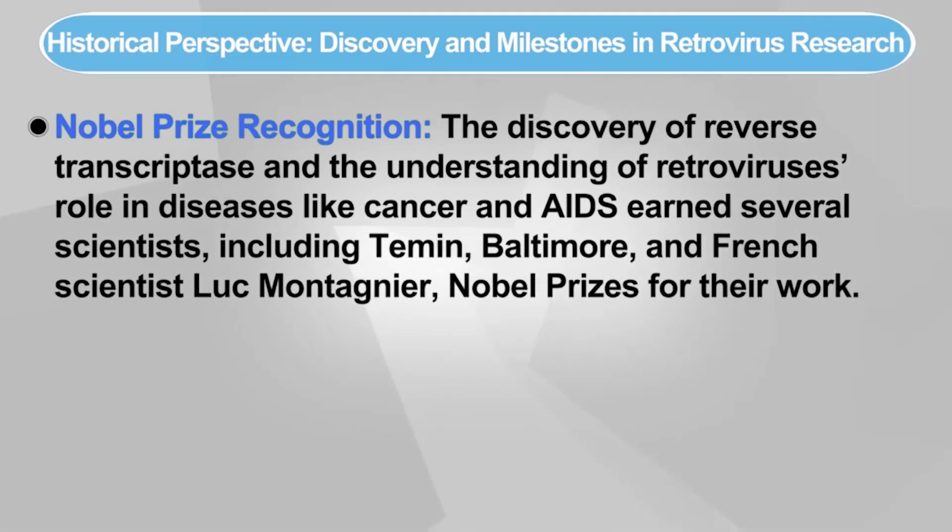Now, this was also awarded Nobel Prize recognition. The discovery of reverse transcriptase and the understanding of retroviruses and their role in diseases like cancer and AIDS has earned recognition for several scientists, including Temin, Baltimore and French scientist Luc Montagnier. The Nobel Prize was shared amongst them. Now, let us proceed to learn about the components of retroviruses.